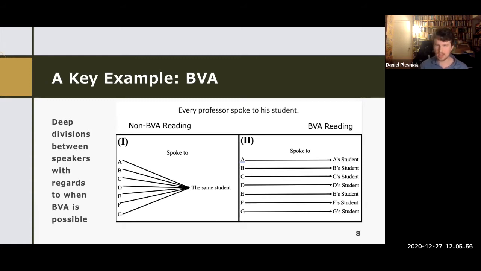And this particular elaborate meaning has been known for a long time to be selectively available. One can't always get it in every context. That's great, but at the same time, as I was talking about, there are deep divisions between people about when it is and isn't available that really complicate our attempt to use it as evidence for anything.